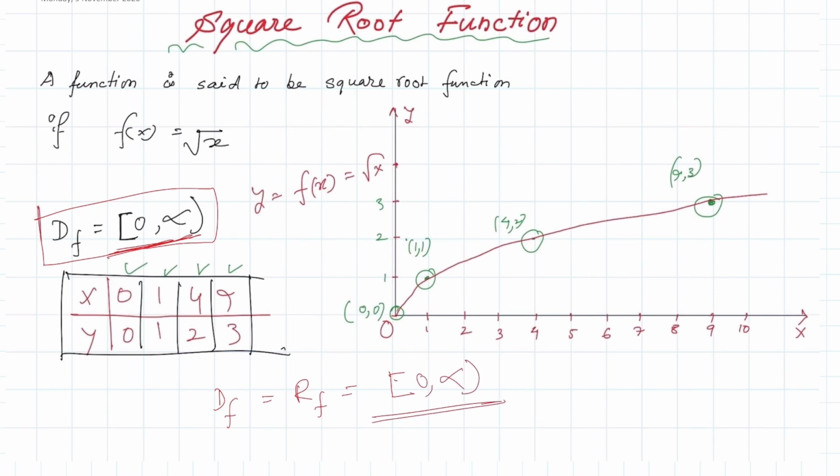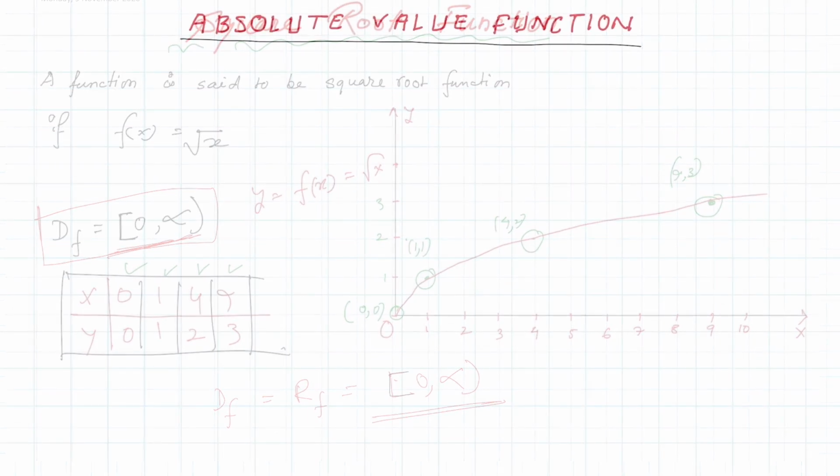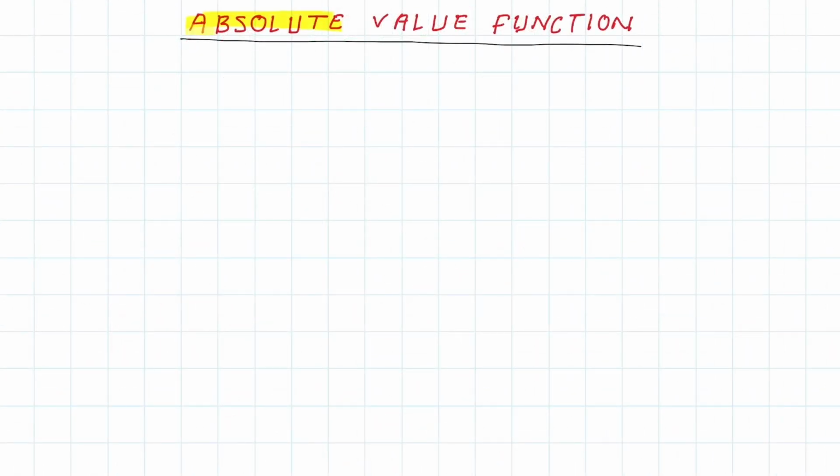Okay, so this is the domain and range. Okay, so hope you have understood this. What is square root function, how to draw its graph, what is the domain and range of this function. Okay. Let us discuss about absolute value function.